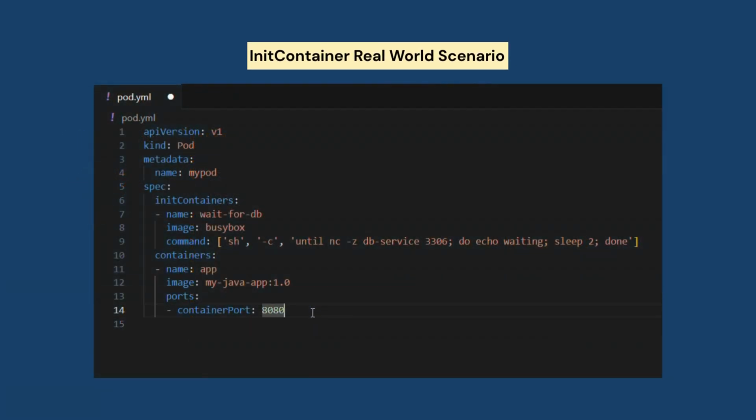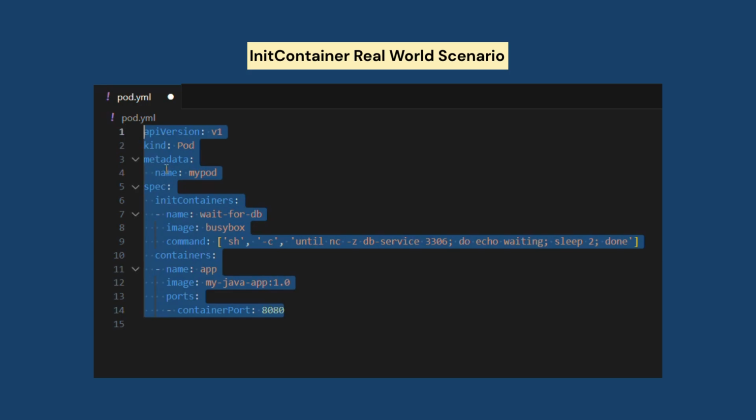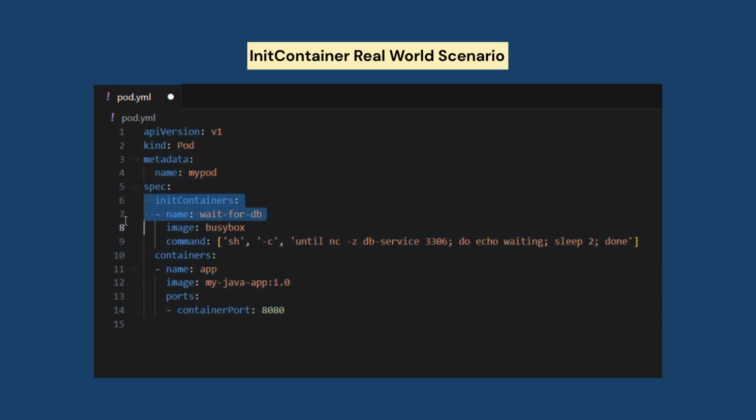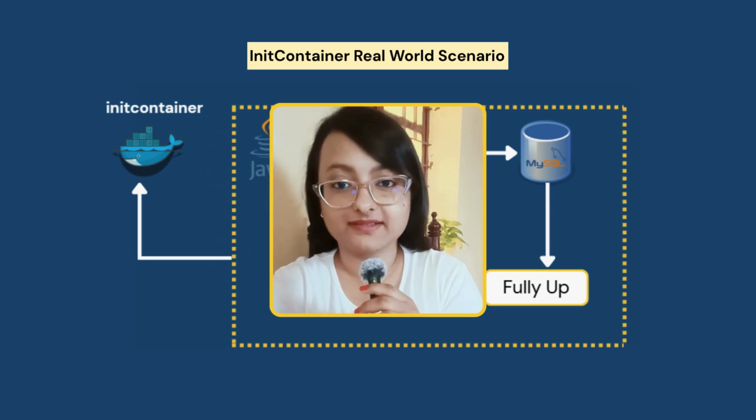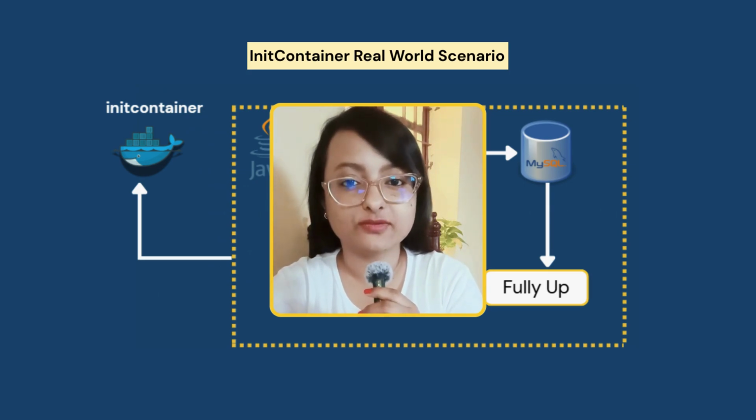We have created a pod YAML here, which first runs a temporary container that waits until the database service becomes reachable on port 3306. Only after the database is confirmed to be up, the main application container is started. So, this ensures that your application doesn't start too early and fail due to the database being unavailable.